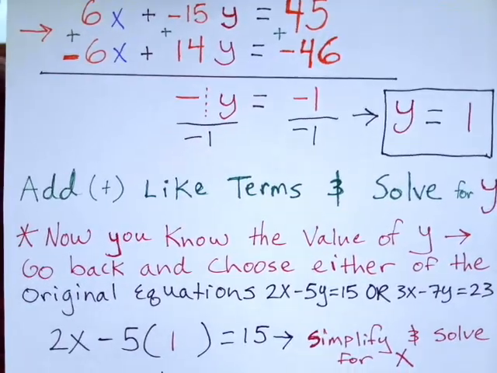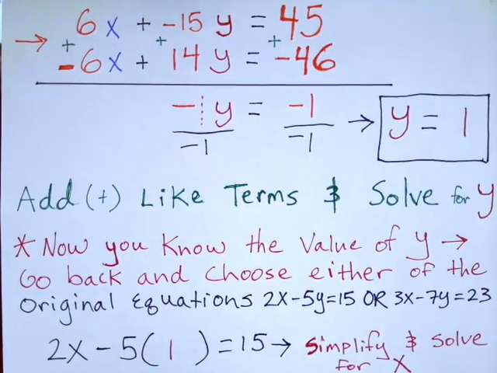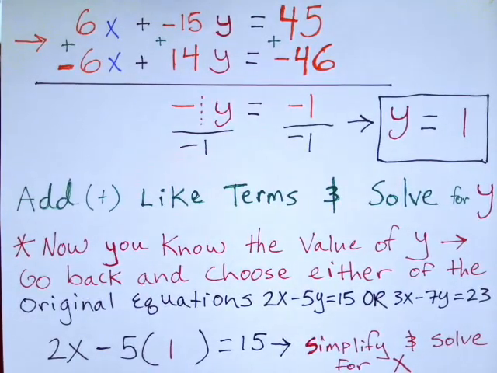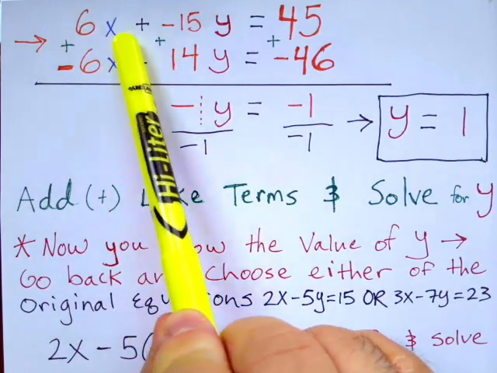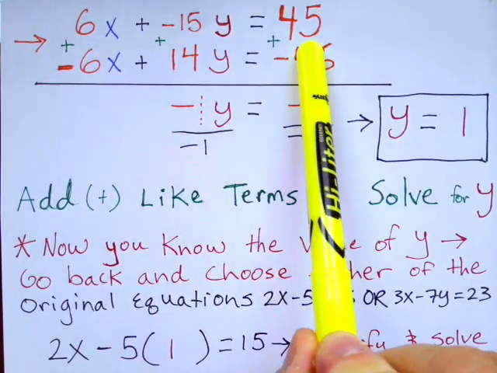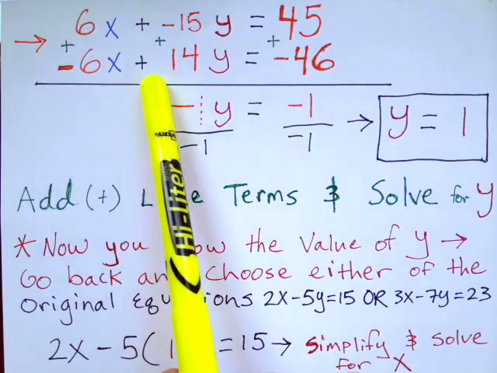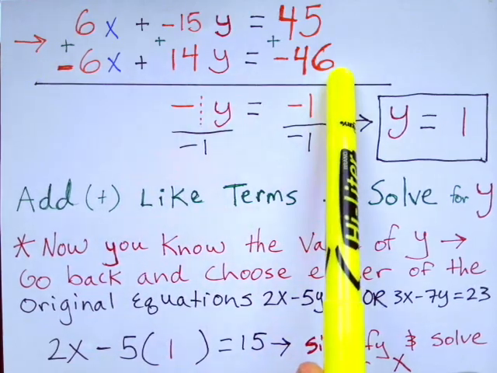So I'd like to show you that here. Oh, there we go. Geez, I'm all over the place. Sorry about that. I want to show you that here: 6x plus a negative 15y equals 45. Negative 6x plus 14y equals a negative 46.